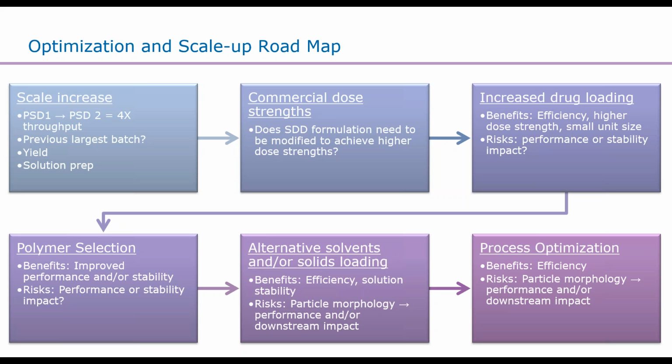Similarly, any improvement you can make in the solids loading of your feed solution or in the process parameters will pay major dividends in the form of a higher throughput and a more efficient manufacturing process. But once again, this of course needs to be checked and balanced with ensuring that there's no impact to particle morphology or downstream performance. The roadmap for any given program will differ. However, these are some of the key considerations to make before moving into tech transfer activities at larger scales.